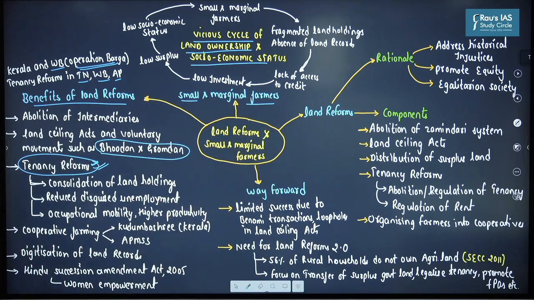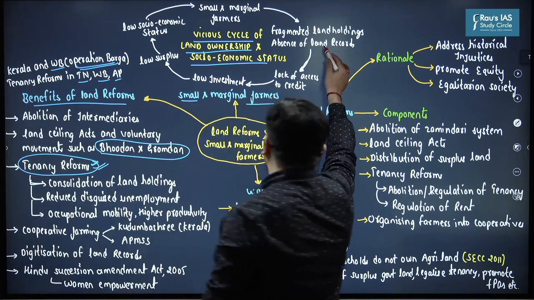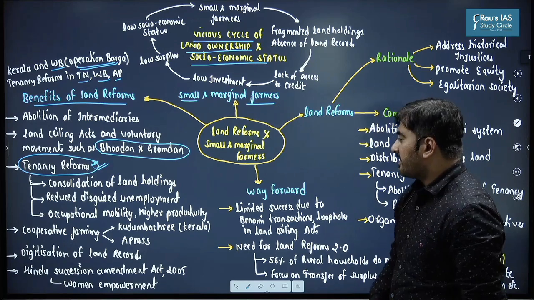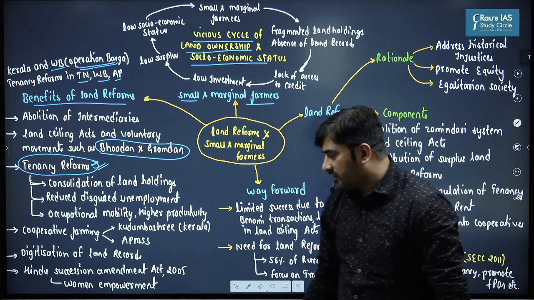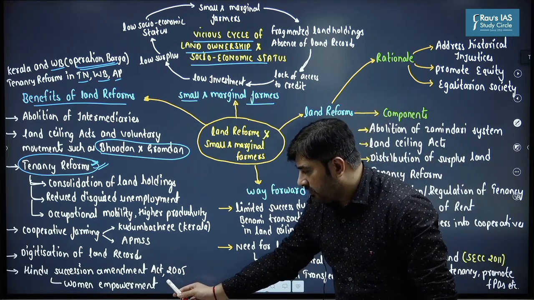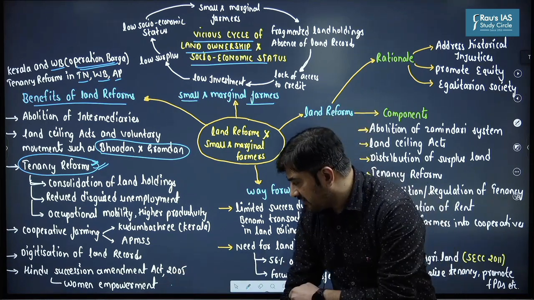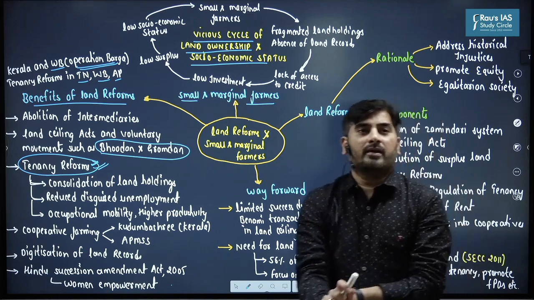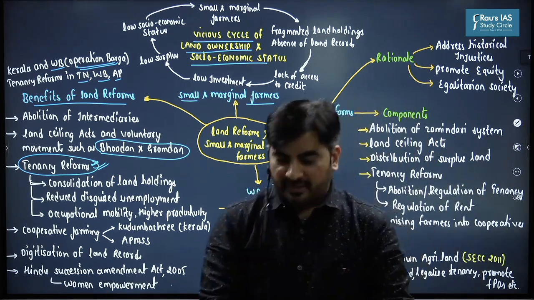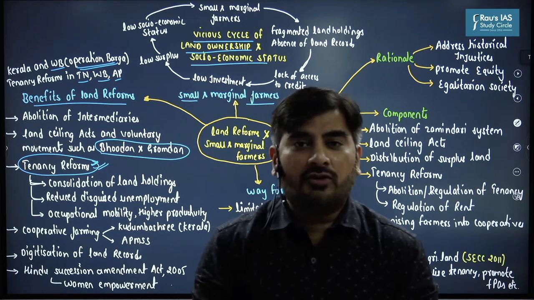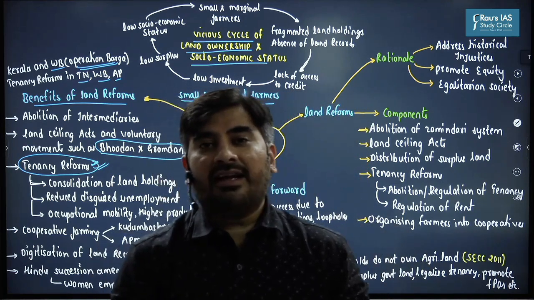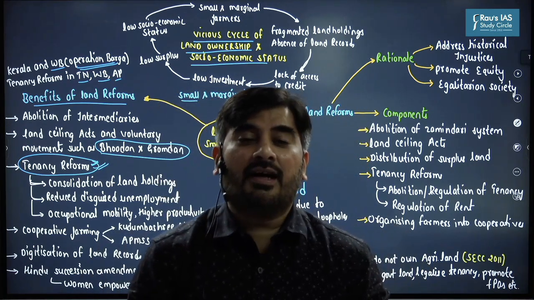And then digitization of land records, because the absence of land records is in turn preventing the small and marginal farmers from having access to credit. So we need to digitize the land records. This point also you could have incorporated because it is also part of the land reforms. Hindu Succession Amendment Act 2005. As per the Hindu Succession Amendment Act, even daughters would have equal rights as sons to inherit the agricultural land in India.